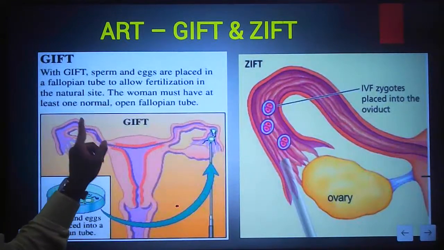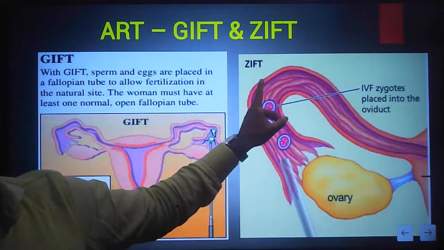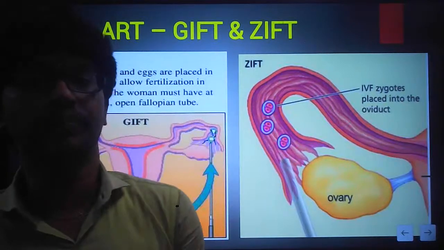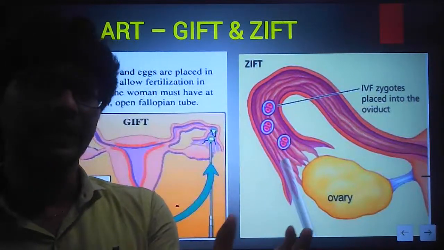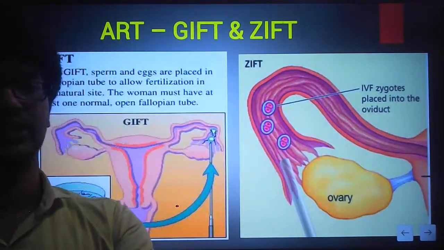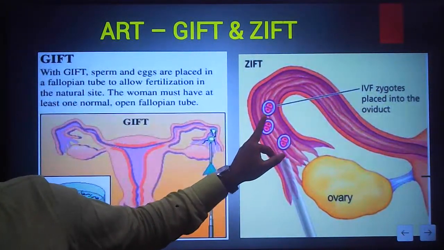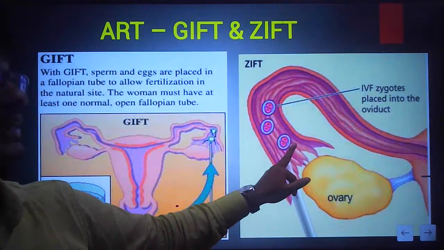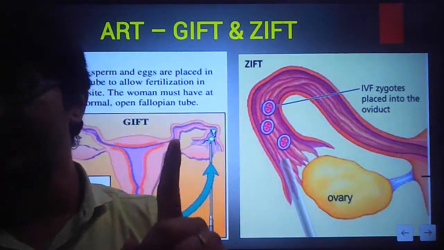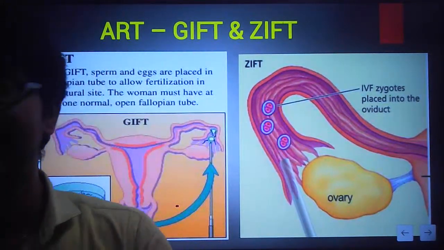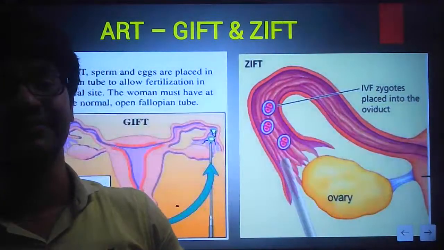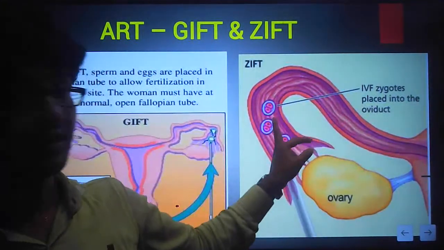So here in ZIFT, what are we doing? In zygote intra-fallopian transfer, we carry out the fertilization and obtain the zygote or the embryo. The embryo can go up to 8 blastomeres. So there is a condition: zygote or embryo, but not a fully developed embryo. We can wait until 8 blastomeres, and once it reaches the 8 blastomere stage, it can be transferred to the fallopian tube. So we transfer the zygote, or sometimes the embryo, but only up to the 8 cell stage. We stop when 8 blastomeres have formed, then transfer that zygote at the 8 cell stage to the fallopian tube.